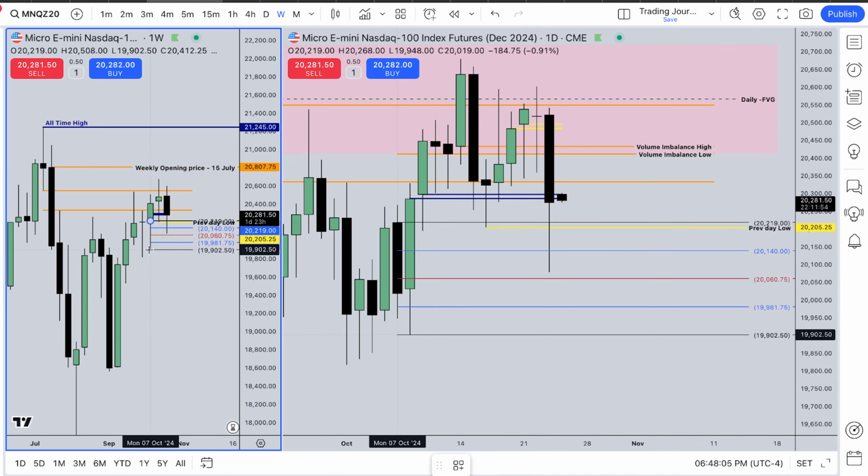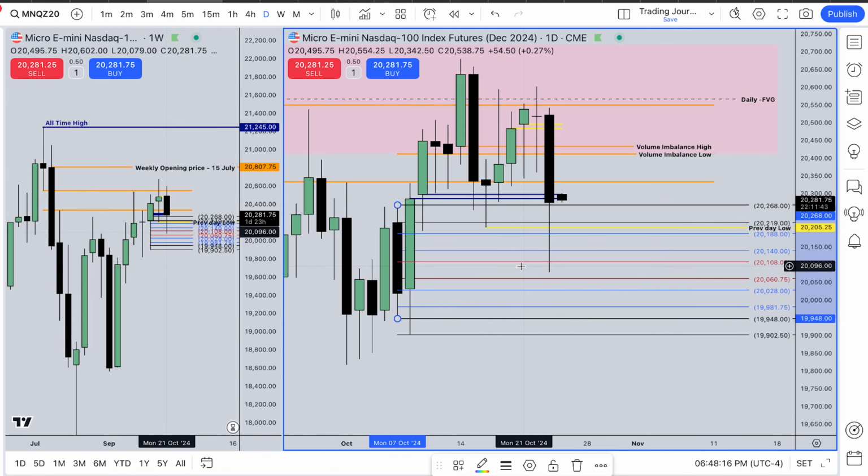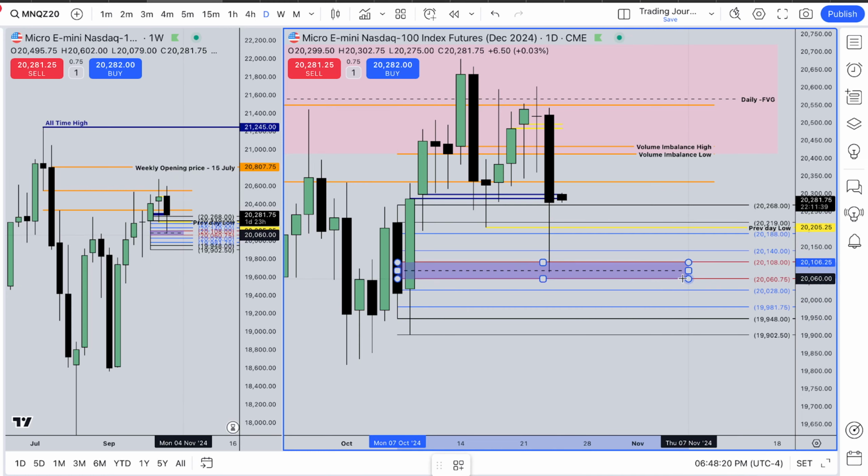In this previous wick, we see that we don't tap that fair value gap in here. What I mean is the midpoint of that. We do test this. We measure this range.